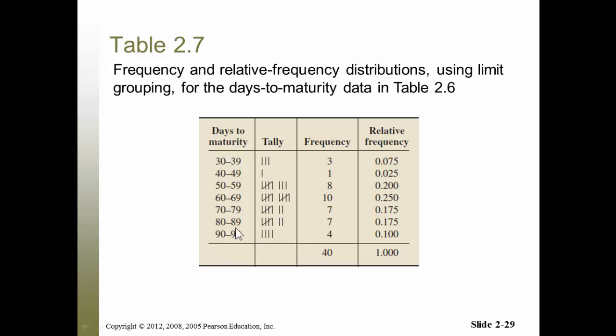Something is either 89 or 90, but we don't have any way for any of the observations to fall into both of these categories. They have to be distinct, and they all have to have the same width, which in this case is 10 units. Each of these goes 10 units wide. Then the frequency and the relative frequency are done exactly the same way as they were before.